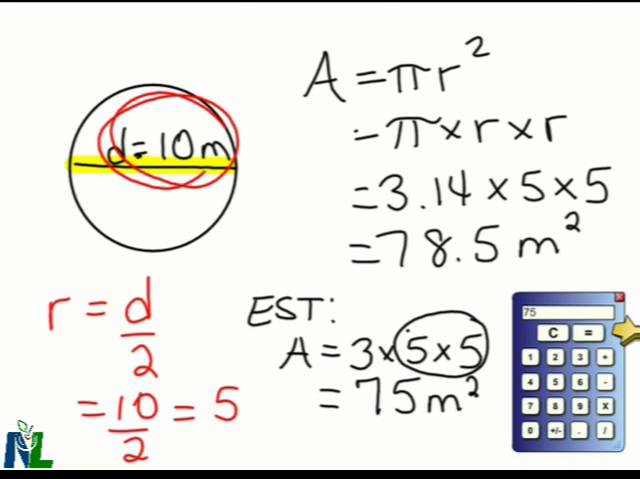So that's how we find the area of a circle. We use pi r squared.